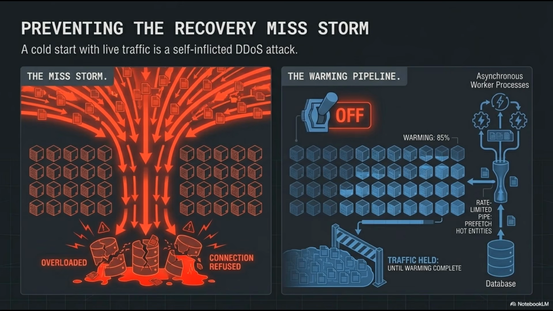It's dangerous. If every cache miss falls straight through to the database simultaneously during a failover, your recovery path actually becomes the outage. Your connection pools exhaust instantly. The database just locks up. The danger of the miss storm. Exactly. So we need cache warming.